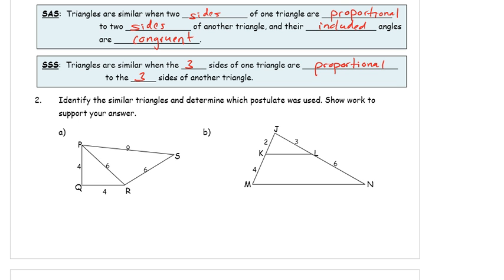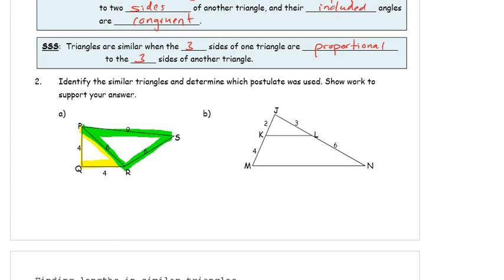So what we have here is two triangles. So we have this triangle. Let's see if I can outline it. And then we've got this triangle. I don't want to use purple, that doesn't show up. Okay. So we have these two triangles. We want to identify the similar triangles and determine which postulate was used. Show work to support your answer.